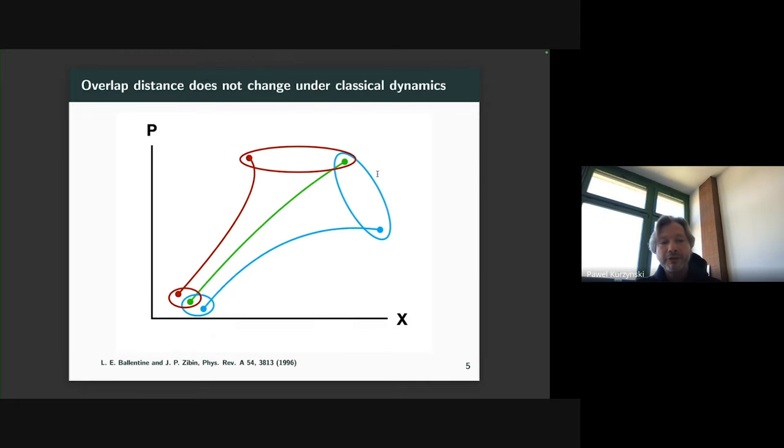And here, actually, there is a very beautiful explanation of why overlap will not work even in a classical system. This example was given by Ballantyne and Zibin in this paper that I cite below from Phys Rev A. Actually, this is a very beautiful paper, so I highly recommend it. So imagine a very simple situation. Let's say that you have a classical chaotic system, and consider three different preparations, three different initial states: this red state, green state, and blue state.